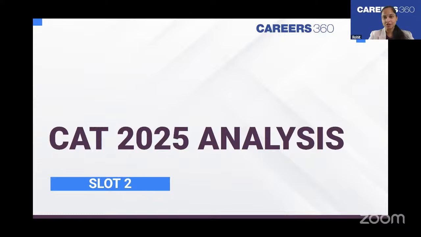So in this session, I'm talking about slot 2. We'll go through all the important points from slot 2 basically, and we'll be comparing with slot 1. We'll break everything down so that you can get a clear picture of how to approach slot 3. So people and students, remember that we are not just here for the exam analysis today.